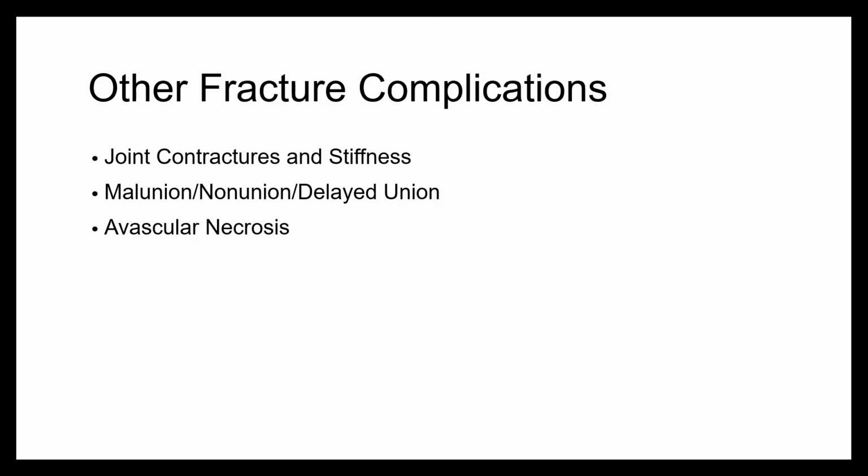Another potential problem is known as avascular necrosis. Avascular necrosis occurs usually when the blood supply to the area has been interrupted to the point that the bone doesn't have adequate blood supply in order to heal. And in this case, because of the lack of blood supply, the bone tissue actually begins to die off.